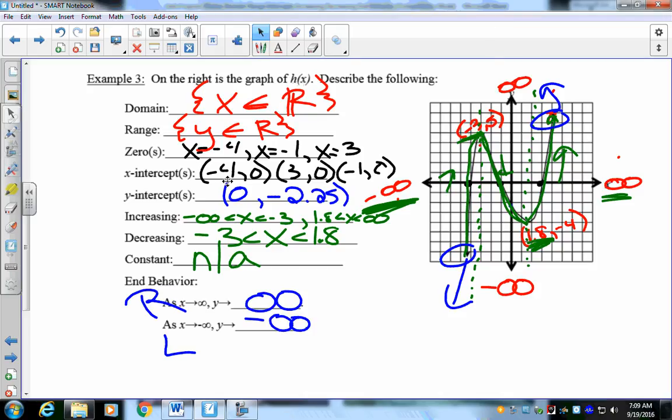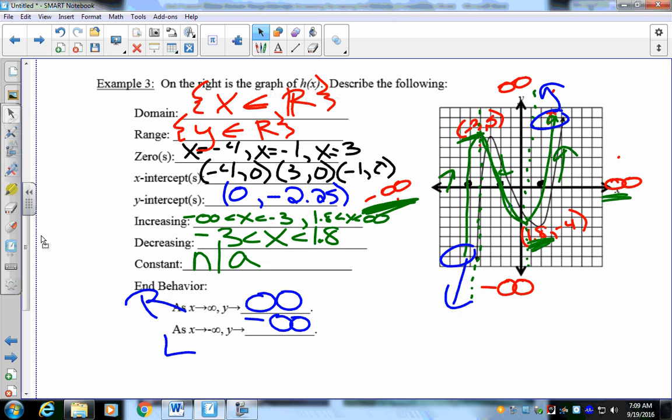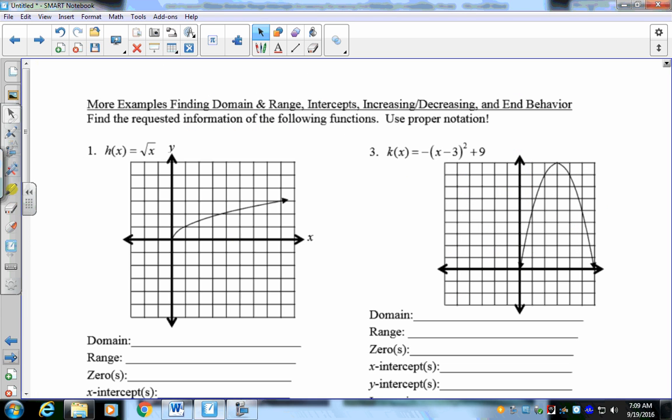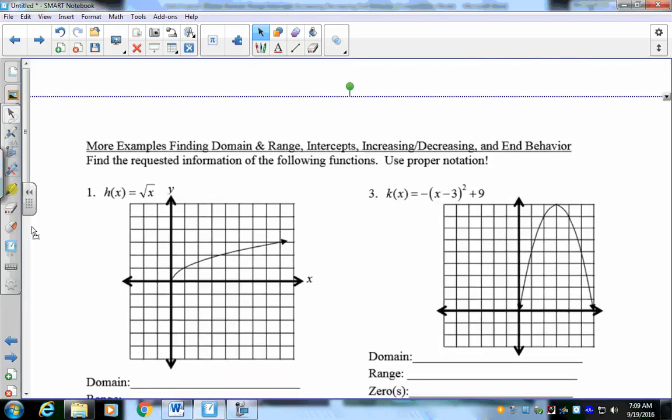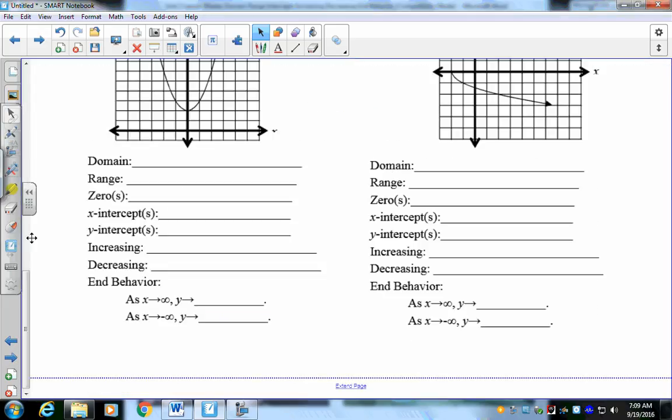There are more examples in here. They're for you to practice. Okay, there are answer keys. So as you're going through, you can check the answer keys to help guide you. If you have questions, please tweet me.